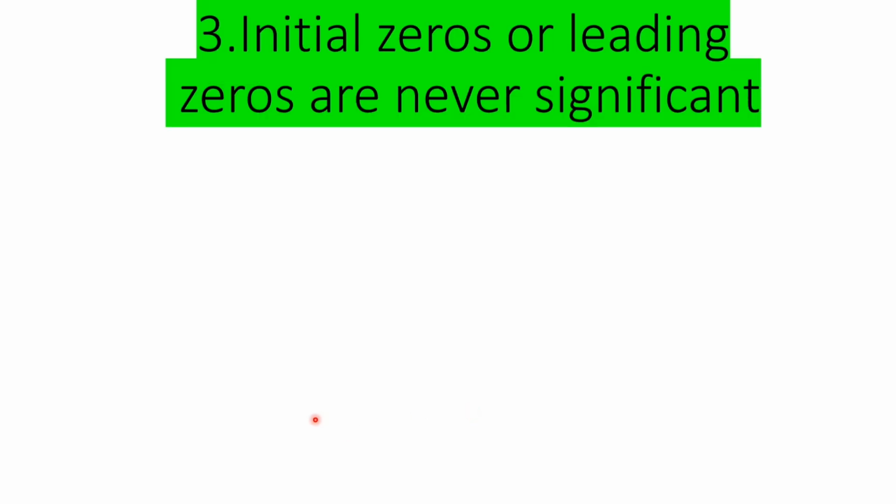Next rule is initial zeros or leading zeros are never significant. So if there are initial zeros, they are never significant. So how many digits are there? Only one digit. So initial zeros you are not counting. So here how many digits are there? Only two digits, so two significant figures. So initial zeros are never significant.